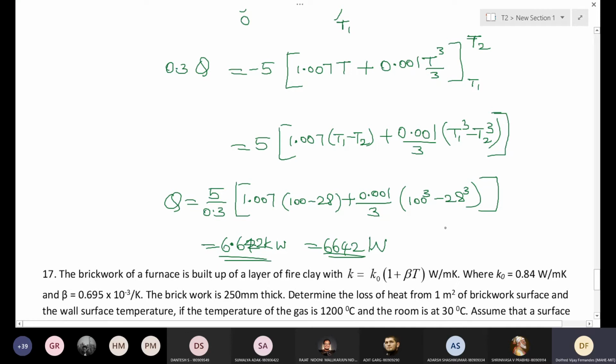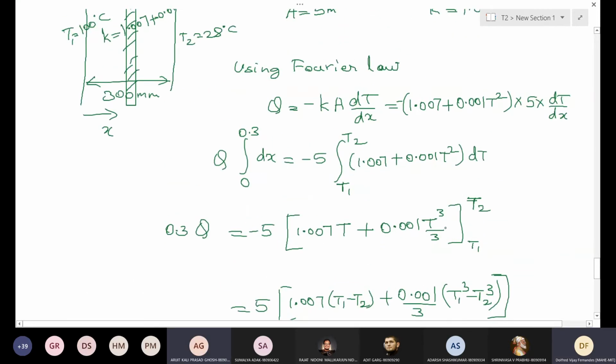Can you scroll up one time just near the Fourier law? Okay, sure. Which one? Yes sir, just one minute.